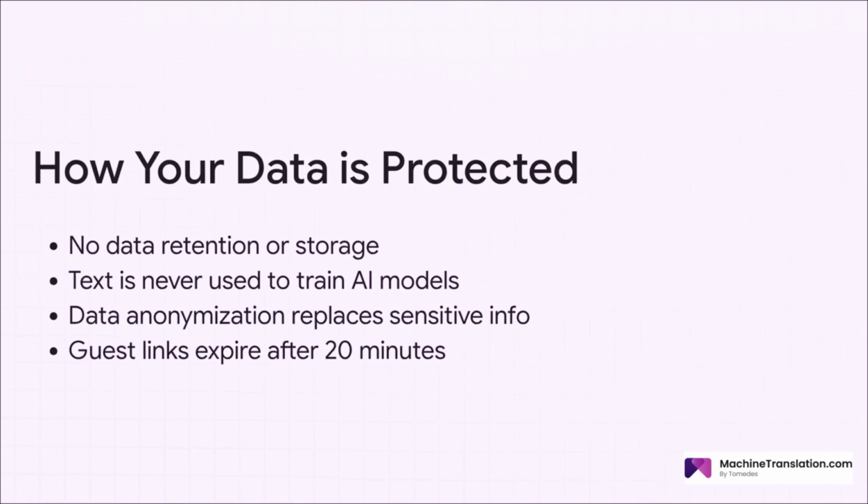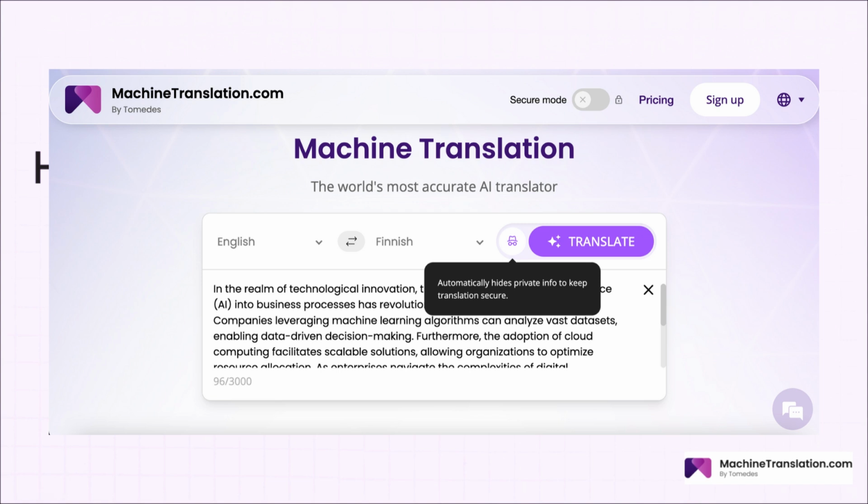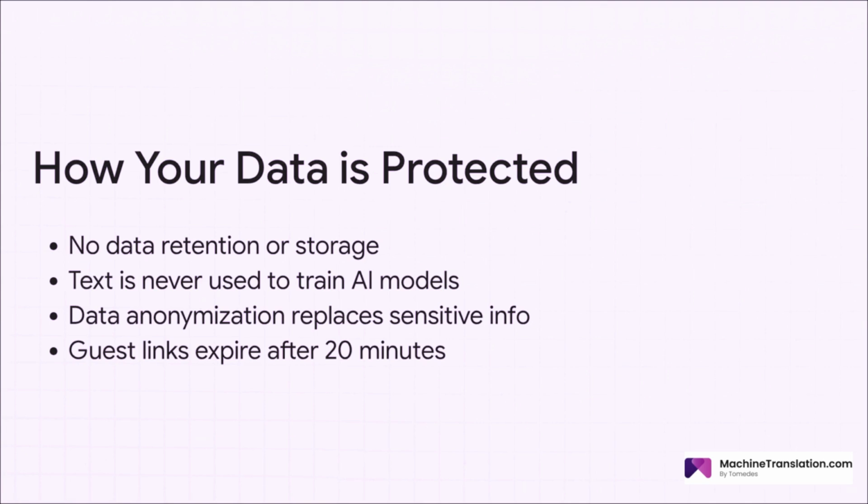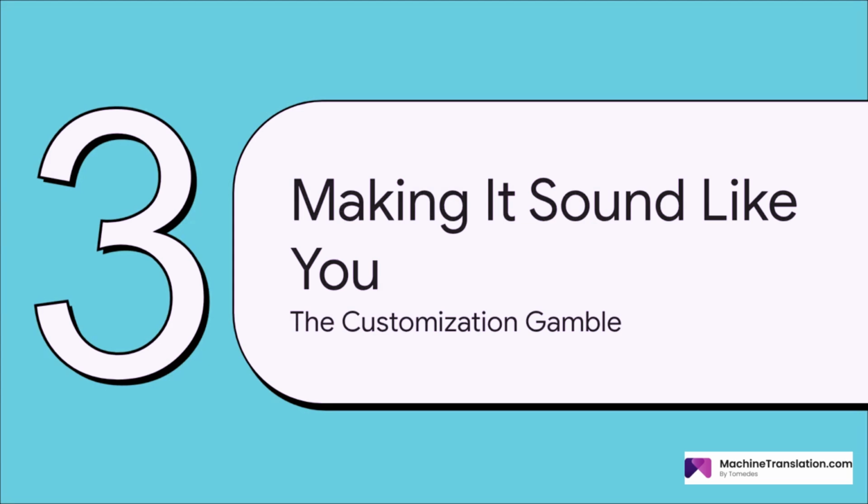So how exactly do they protect your data? Well, it's not just one thing, it's a few different layers of security. On top of that zero retention policy we just talked about, there's a super smart feature that can automatically find and anonymize sensitive info, like names or account numbers, before it even gets translated. And get this, if you share a translation with someone who doesn't have an account, the temporary link they use expires in just 20 minutes, no lingering access. It's pretty comprehensive.